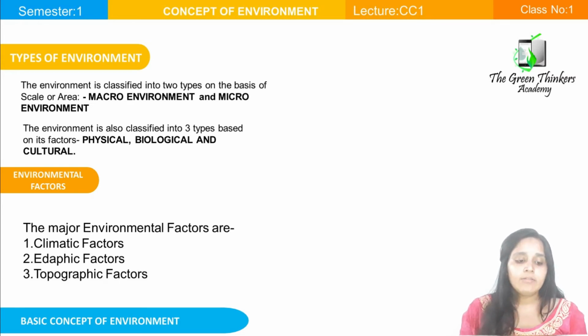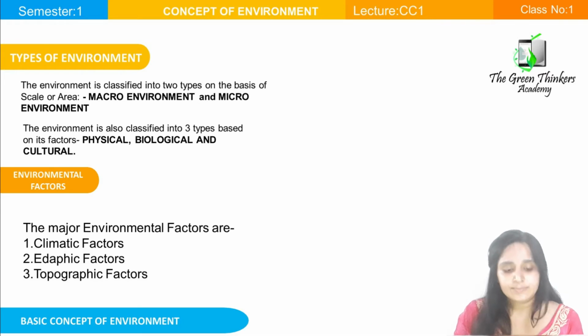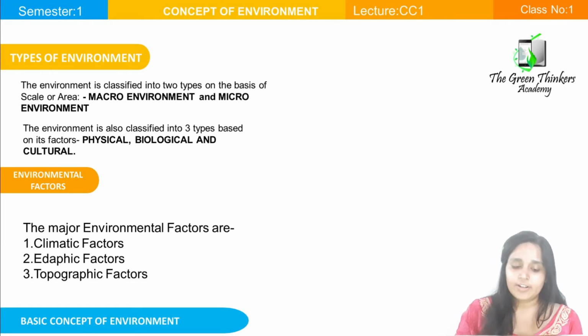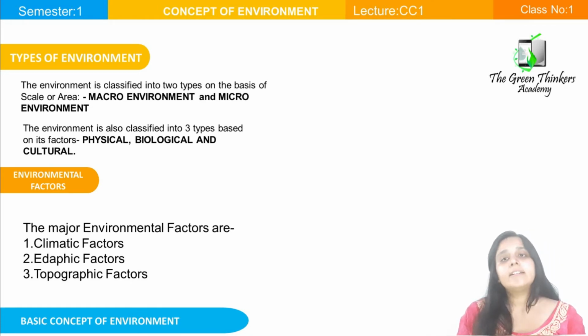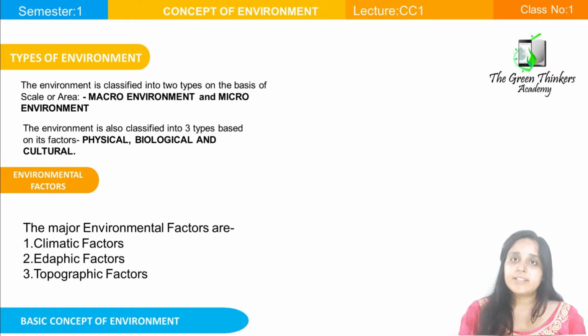Okay. Now we have the environmental factors. So here you can see there are mainly three factors that control the environment. First we have climatic, then we have edaphic, and finally we have physiographic or topographic. Now climatic factors include the climatic conditions like change in the climate, change in the degree of hotness, or anything which is related to the climate will come under this.